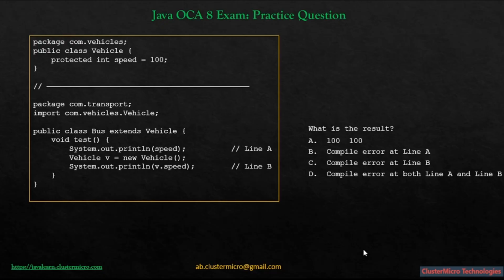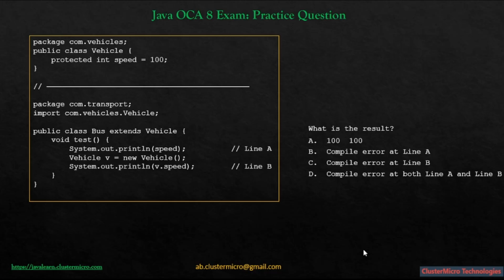What is the result? The result is C, compile error at line B only. Why? Because Vehicle is in com.vehicles. It has a protected field speed, and Bus is in com.transport, a completely different package, and extends Vehicle. So Bus is a subclass, just not in the same package.